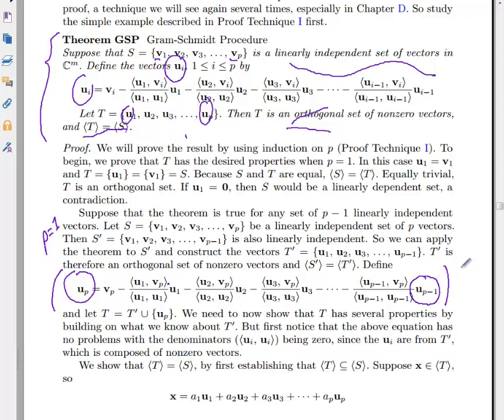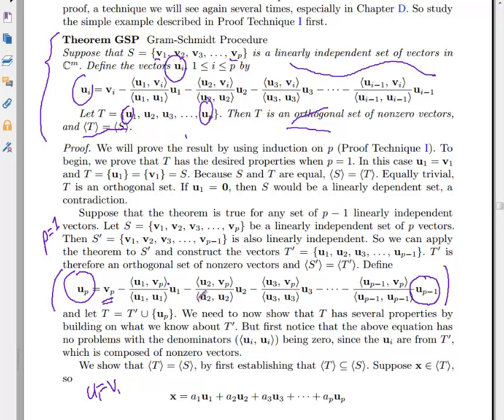is u sub p minus 1. Now, if p is equal to 1, then p minus 1 is 0. Now, there is no u0. So what does that mean? That means that all of these terms with u's don't appear, and the only thing that I have is this first term, v. So from this prescription, that gives me that u1 is equal to v1.